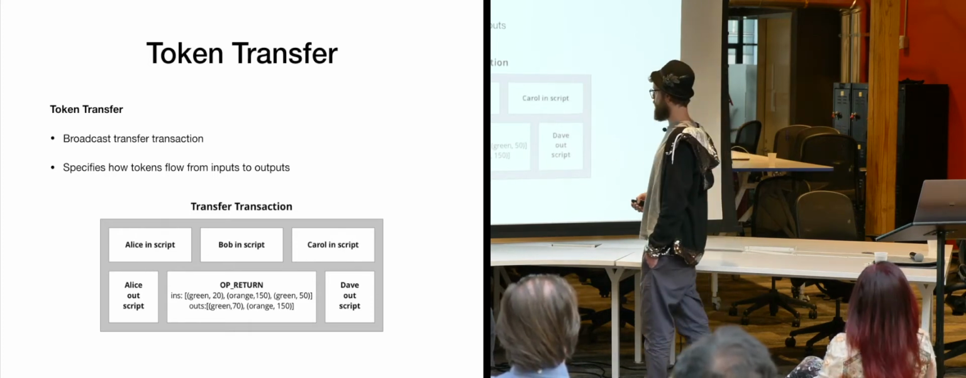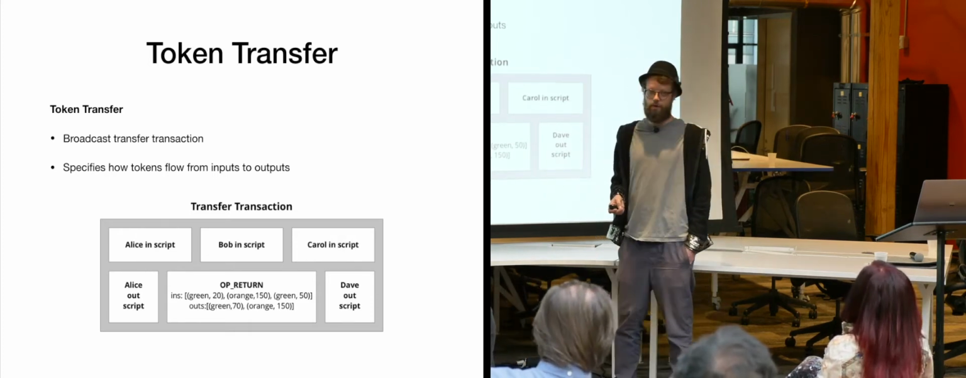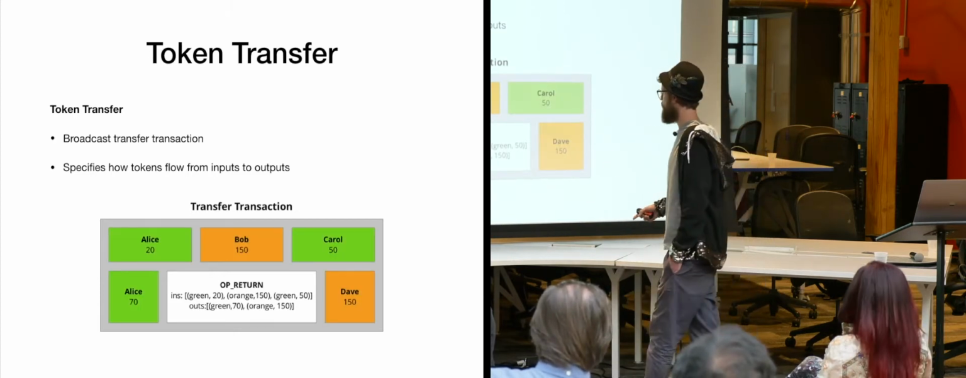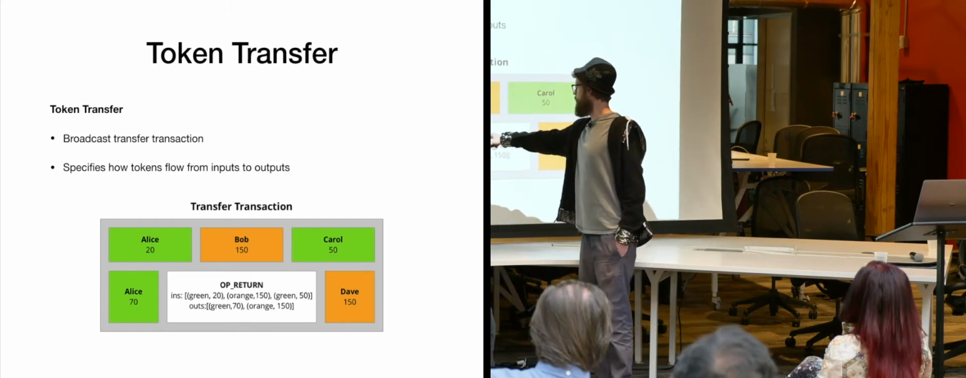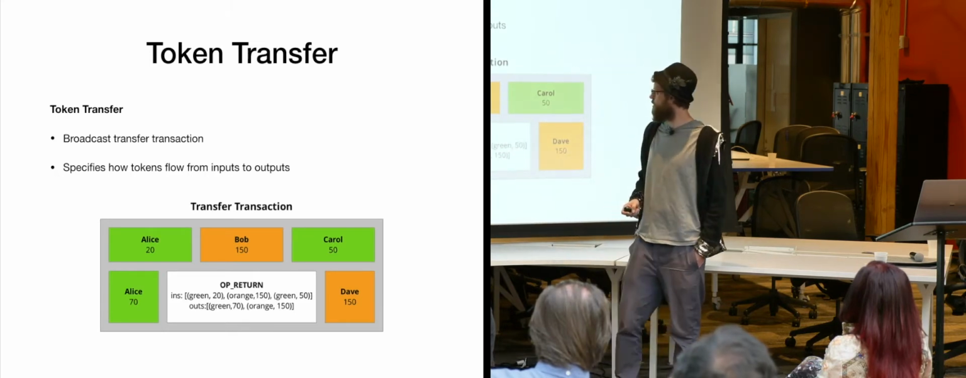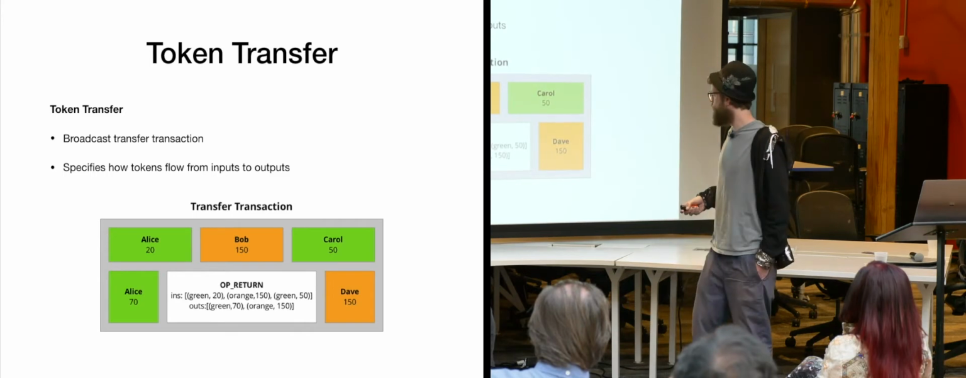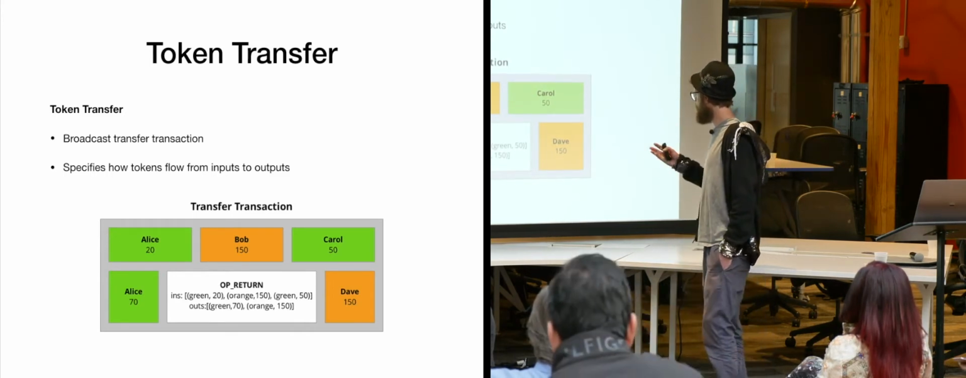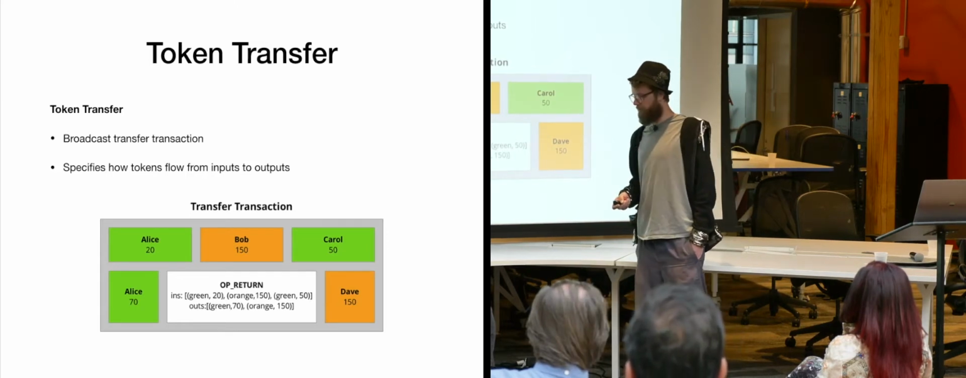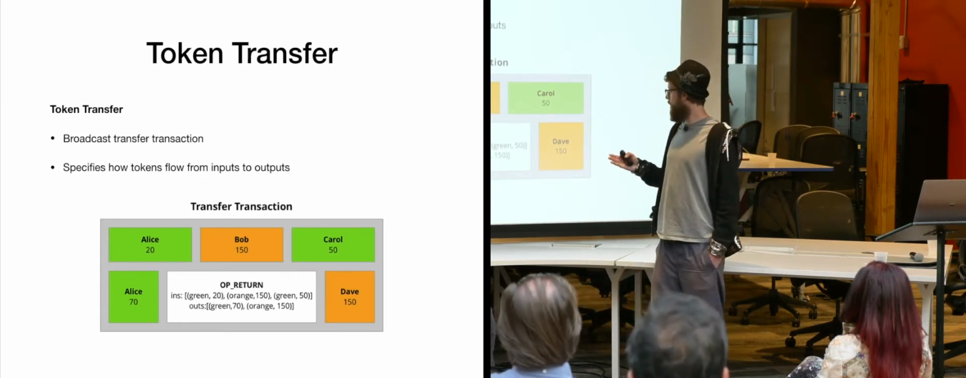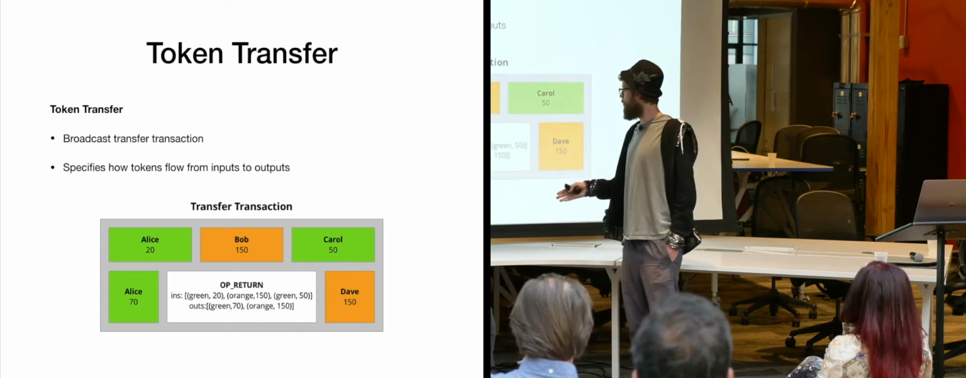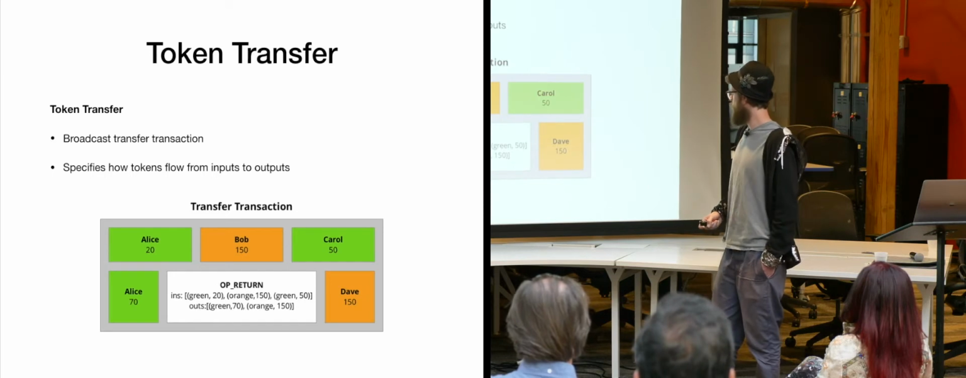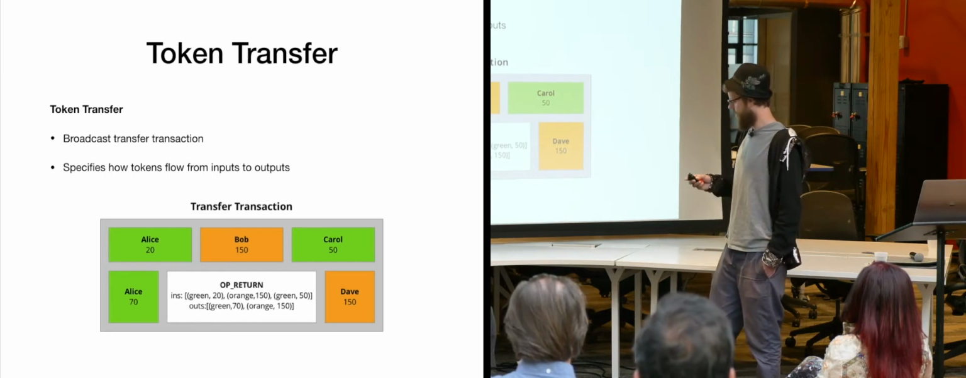For this talk, I've come up with another ad hoc way to do this, and you can see it there. To make this a little easier to read, what it says is that the first input contains 20 green tokens, the second input 150 orange tokens, and the third input consumes 50 green tokens. Then the second line specifies how they flow to the outputs: all the green tokens go to Alice in the first output, and all the orange tokens go to Dave in the second output.